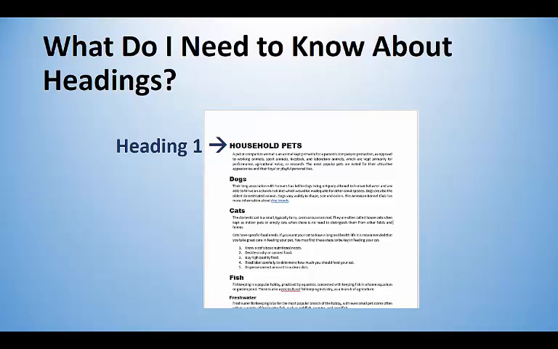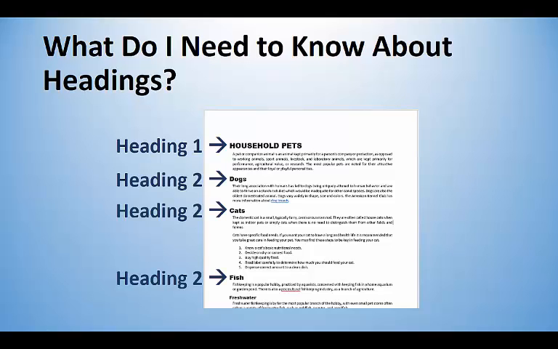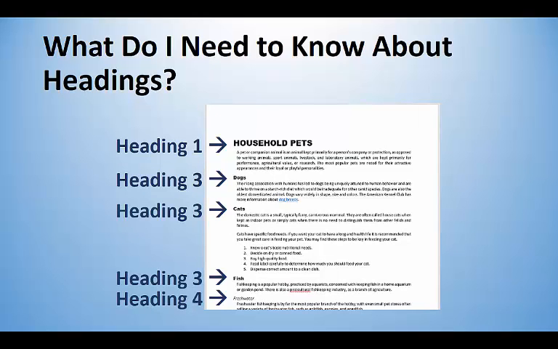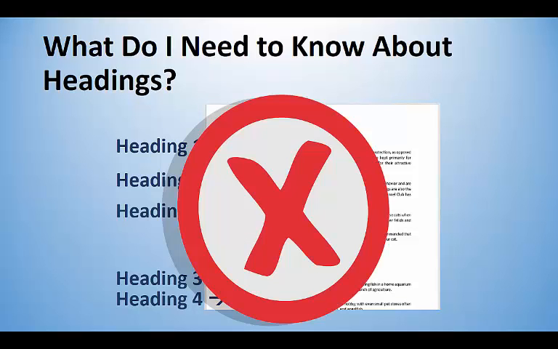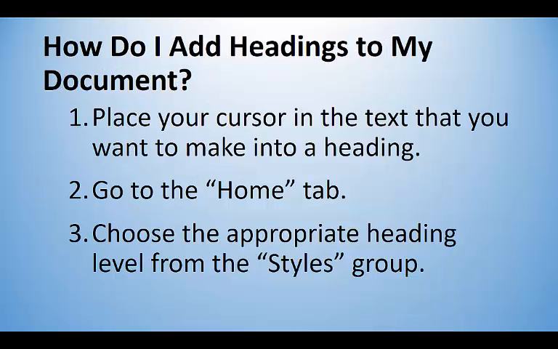For example, this document has a single heading 1, and 3 heading 2s, and 1 heading 3. This document is missing heading level 2. Do not skip heading levels. To add headings to your document, you place your cursor in the text that you want to make into a heading. Next, go to the Home tab of your ribbon and choose the appropriate heading level from the Styles group. Let's watch this in an actual document.